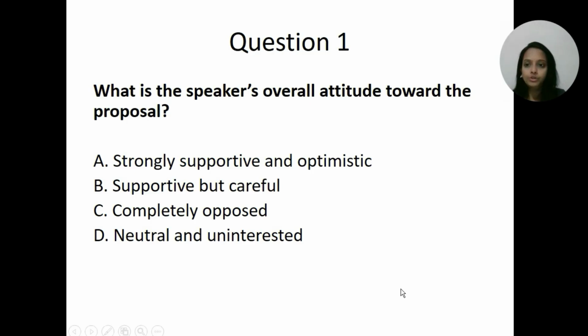Let's reveal the answer for you. The correct option is option B. If you listen, she said, I support the idea overall, but cities need to be cautious, right? So this is clear support plus caution, not fully enthusiastic. So A is wrong. Got it? And not opposed also, so C is also wrong. And not neutral also, D is also wrong. So the correct option is B, supportive but careful.